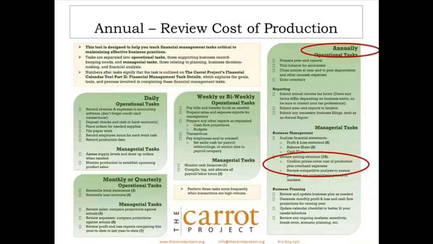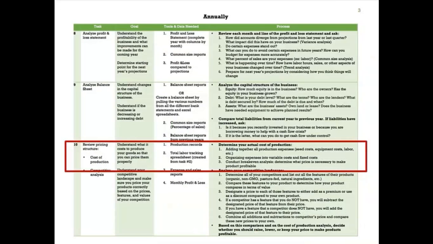So we're going to go into the cost of production side of this task, and you can see that right next to review pricing structure, number 10, that's going to tell us where to look in the more detailed tool. So review pricing structure, cost of production. Obviously, the reason why you want to do this is so that you understand what it costs you to produce your goods so that you can price them properly. And we'll go into the production records and the labor tracking. We'll go into that in a minute, and then we'll go through the process.